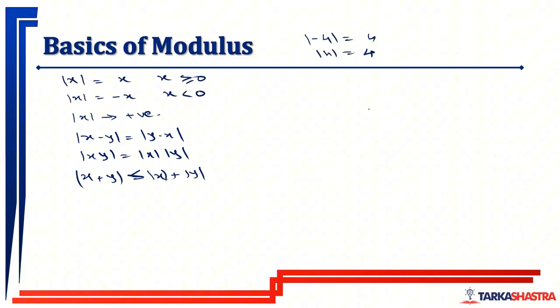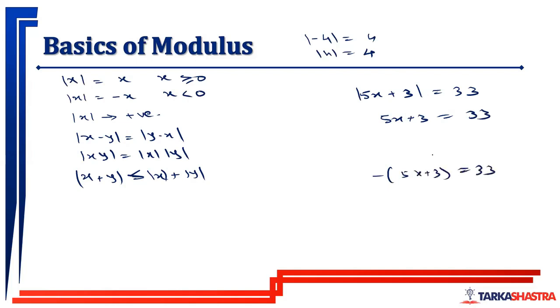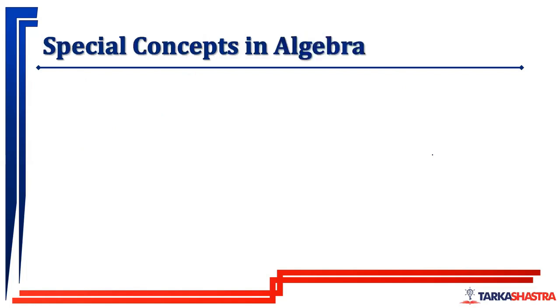So for example, mod 5x plus 3 is equal to 33 is given to us. It will open in two fashions. One is 5x plus 3 is equal to 33 and the other one is minus of 5x plus 3 is equal to 33. Now the complexity will increase when we combine modulus and inequality. We'll look at that.